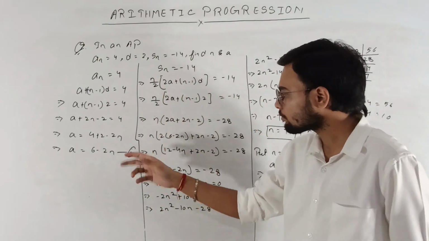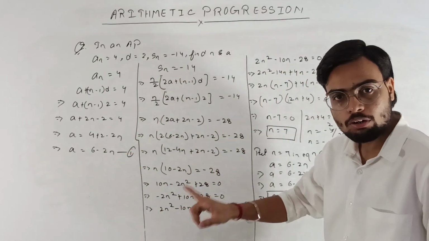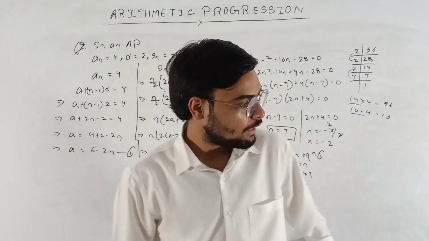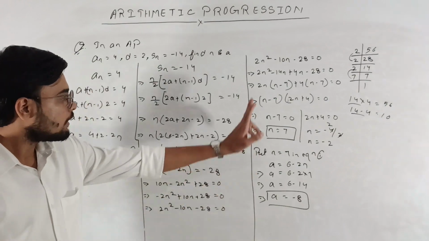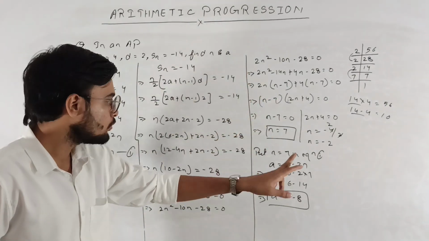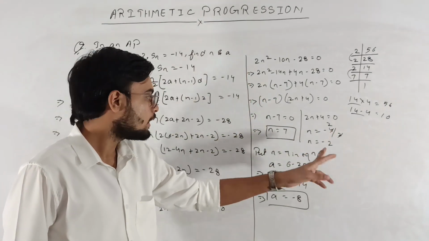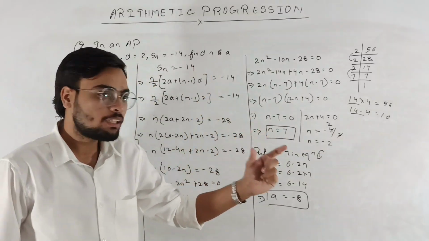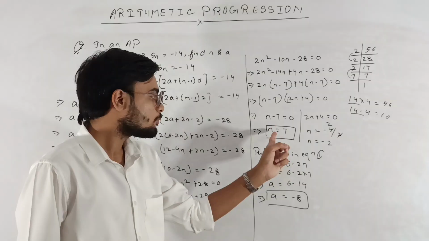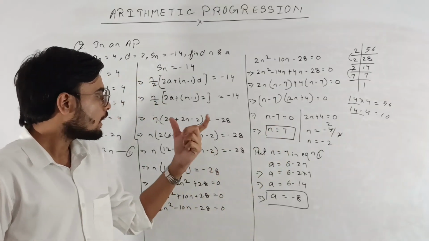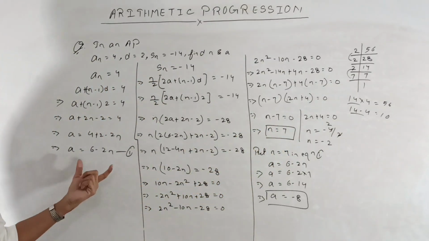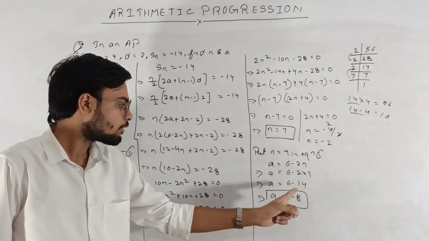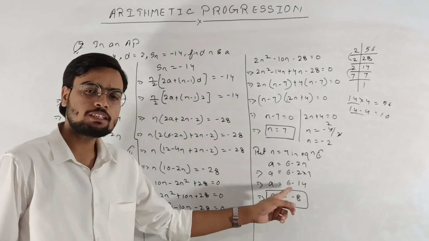Now put the values of all things, then I get a quadratic equation, which is 2n square minus 10n minus 28 is equal to 0. Now I solve this equation by factorization. Then from here I get two values of n. First is 7, second is minus 2. So I neglect minus 2, I consider 7. Why? Because the number of terms of an AP cannot be negative, only positive. So n is positive, so n is 7. Now I put this value of n in equation first, which is 6 minus 2n. So a is 6 minus 2n. In place of n, I put 7 here. Now calculate. Then I have a is equal to minus 8.